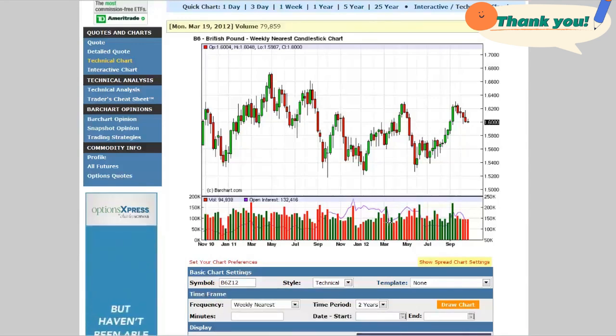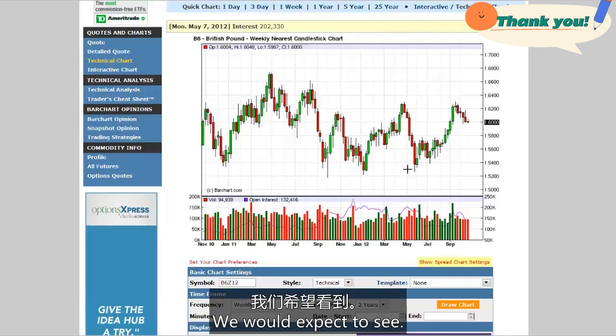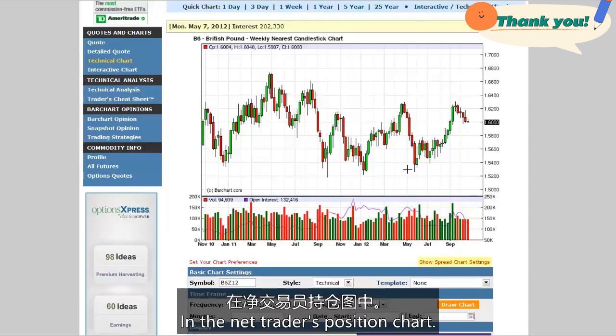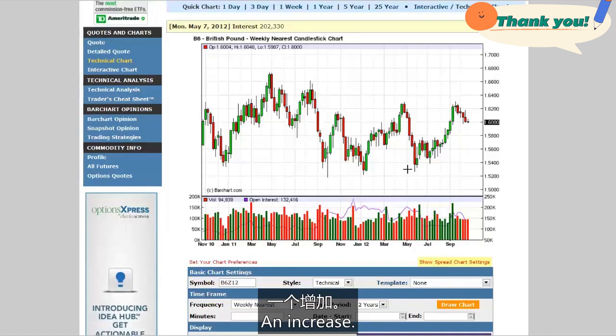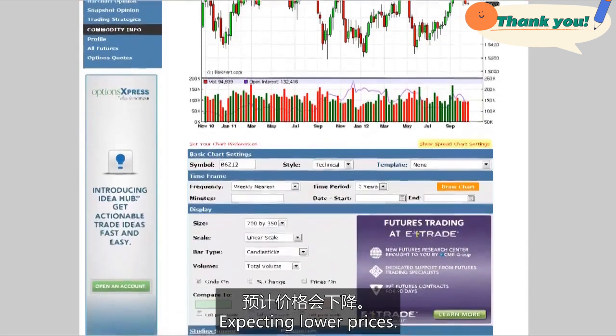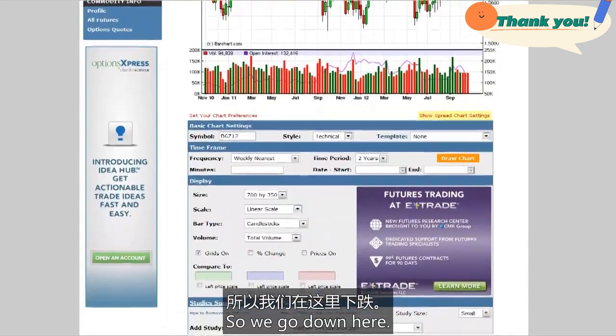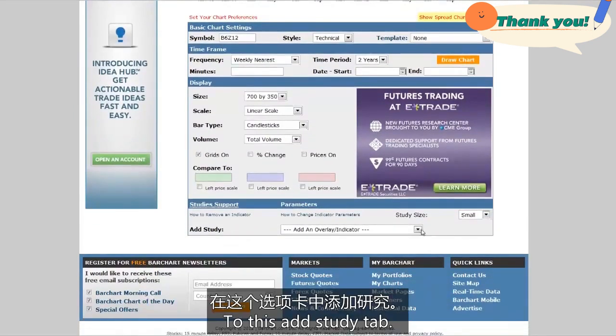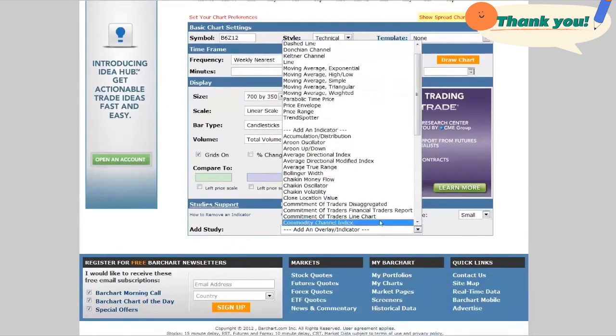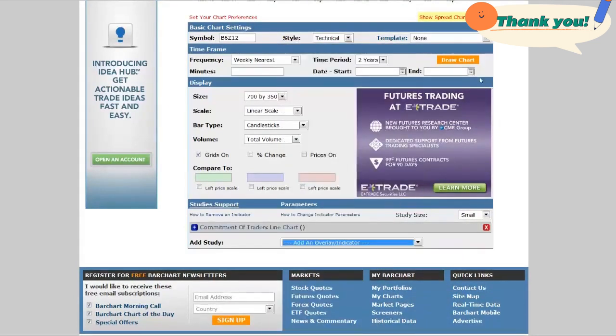Okay, so now if we see the open interest increase like this, we would expect to see what in the net trader's position chart? We want to see an increase of net short selling or a net short position or a rapid reduction in their net long position. That would confirm this, okay, as commercials themselves doing what? Expecting lower prices. So we go down here to this add study tab, click on that, go to commercial commitment of traders line chart, add that, then draw.